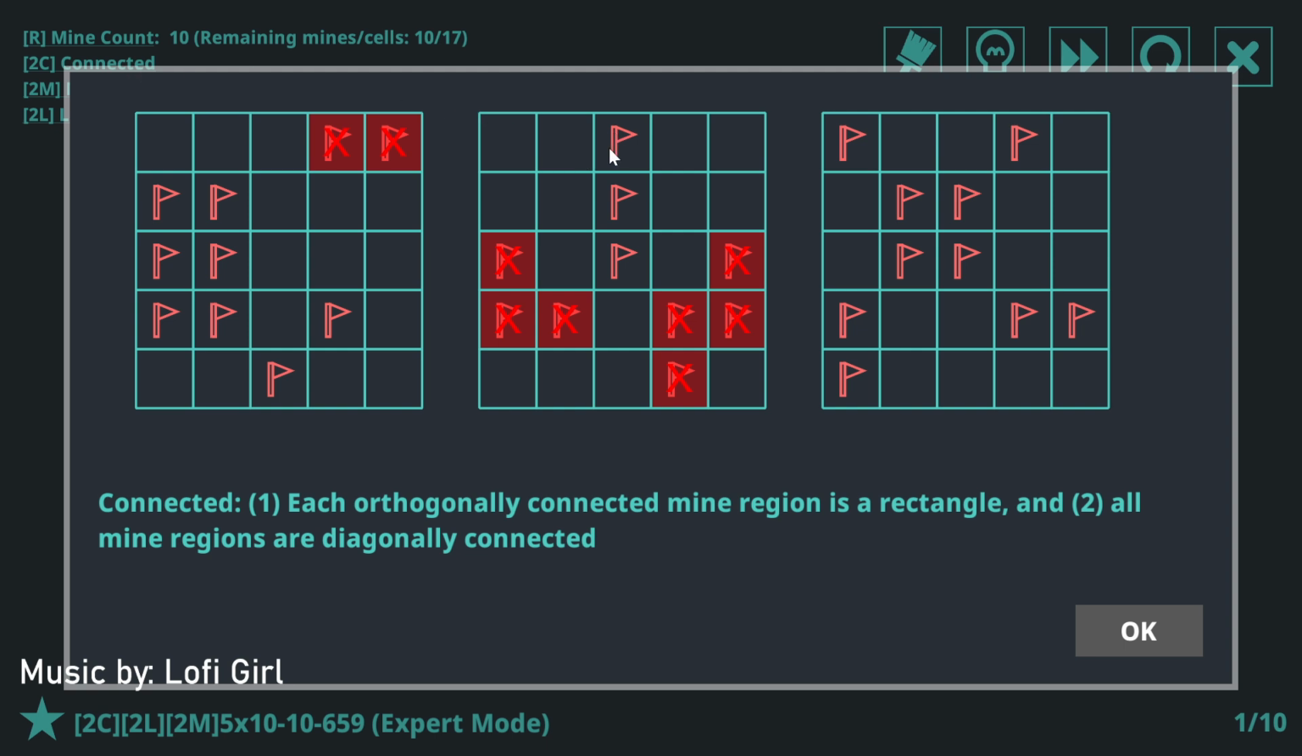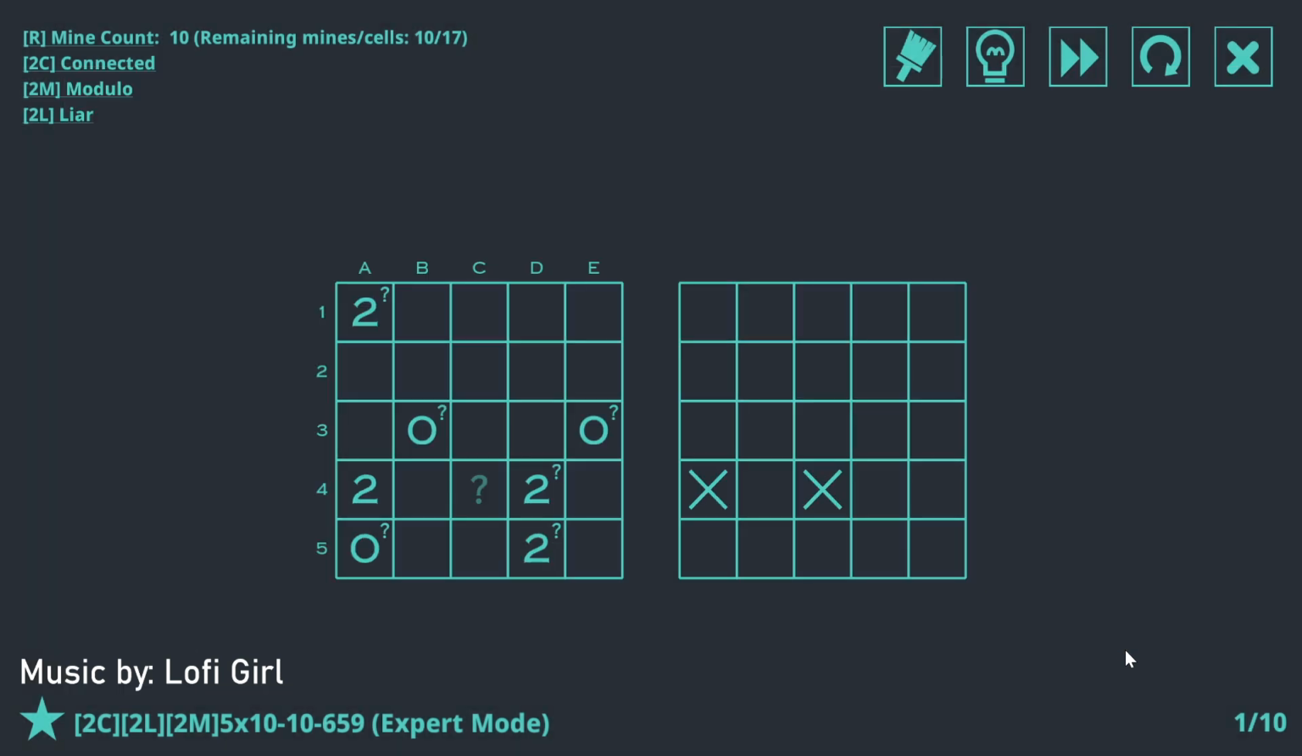Alright, connected. Mines must be connected firstly. All mines must be connected. And secondly, mine regions must be rectangular. So something like this is not rectangular, so it's not allowed. This set of 2 mines is not connected to the rest, so it's not allowed. So rectangular mine regions must be connected diagonally. Okay. Then we have liar and modulo.